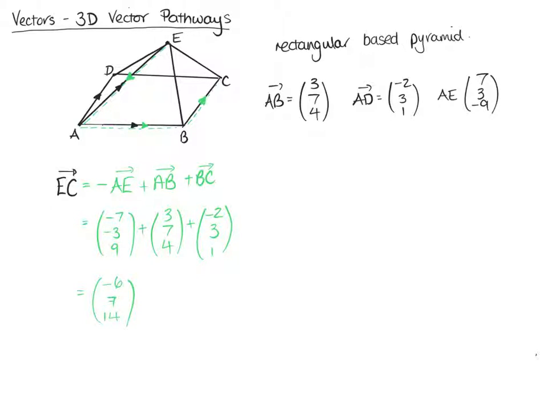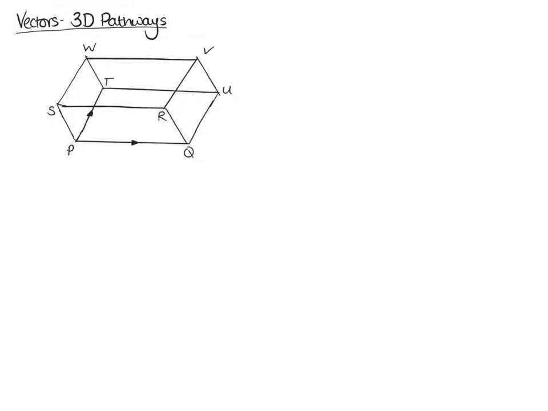So we found the vector pathway from E to C. Okay, so going on to our last question. Right, so we're on to our last shape. This one is a more interesting one. And this one is called a parallelepiped.